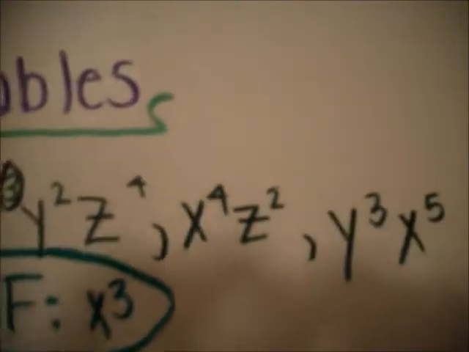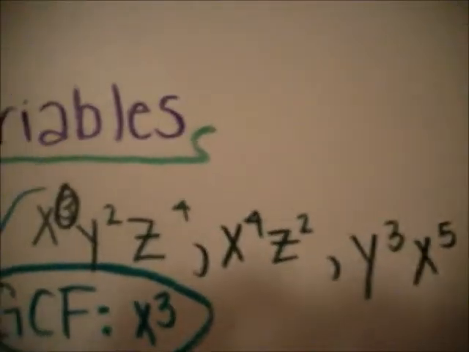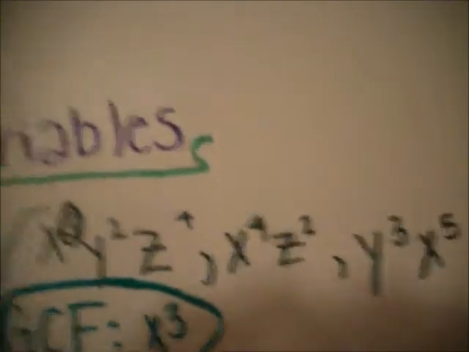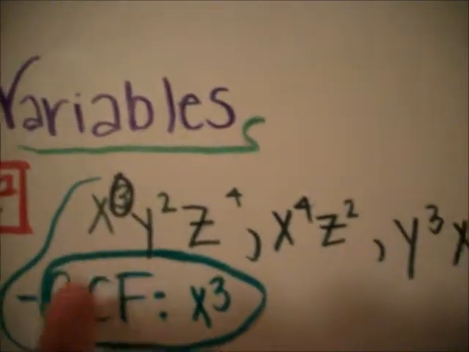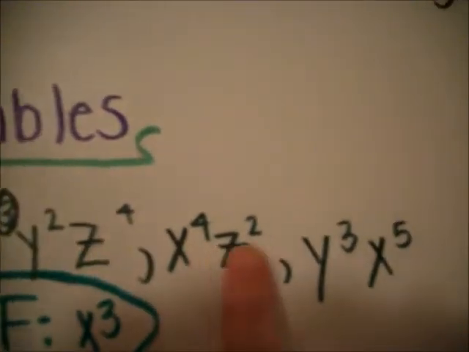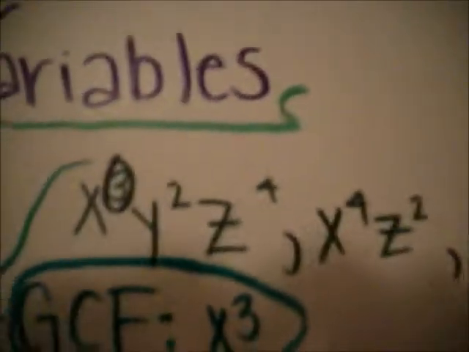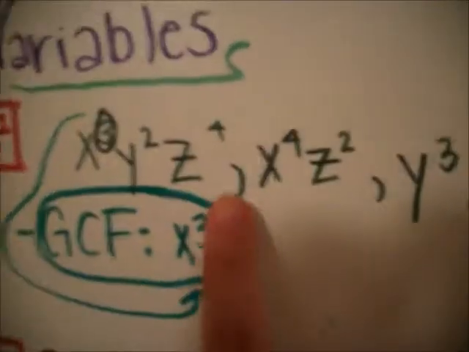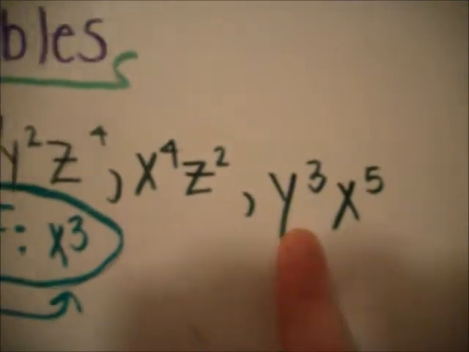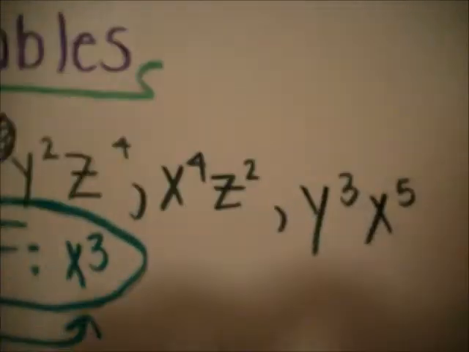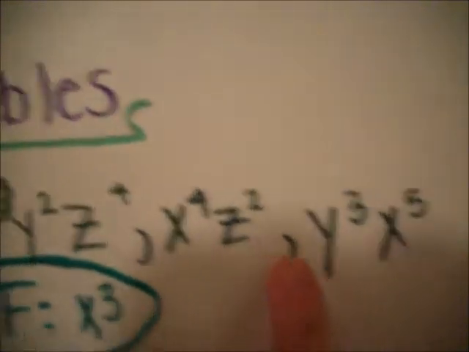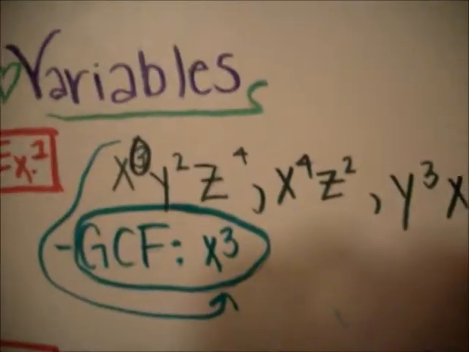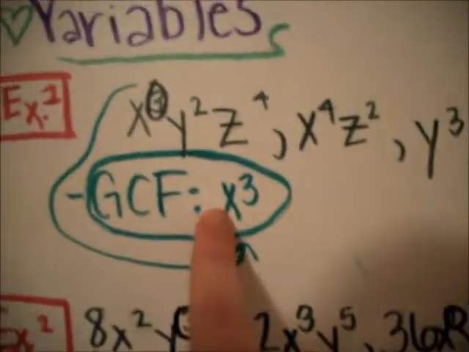Okay. First, you would look at the letters or variables that each have in common. So, do each have an x? X, x, x. Yes. Do each have a y? No y. So that would be eliminated. Now, do they each have a z? No z. So, then you would bring it down here to x.